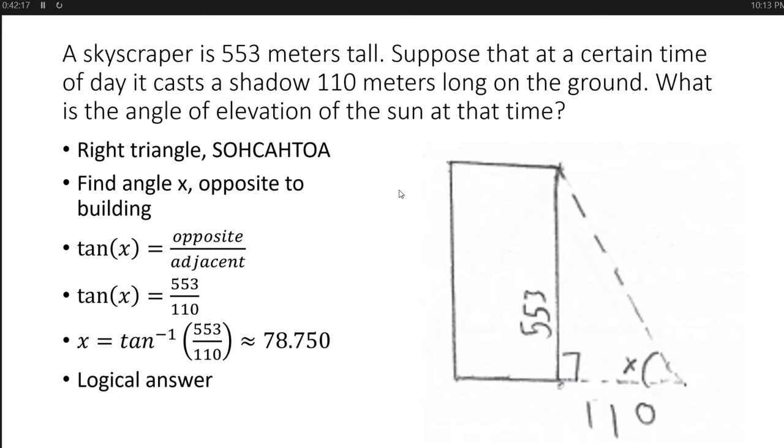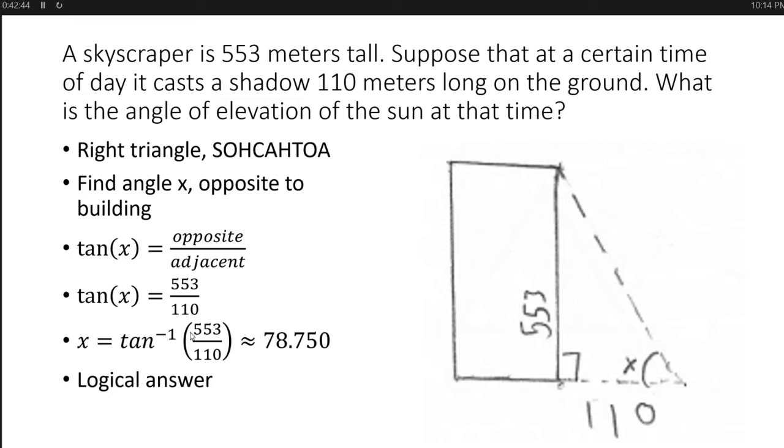So for me, I like to draw, but you don't have to draw it out. If you're proficient enough, but this just helps you put all the numbers in the right area. So this is our building. This is the shadow, 110 meters long. Building is 553 tall, and then we have to find this angle. It's a right triangle, so it is literally just tan x, opposite over adjacent.